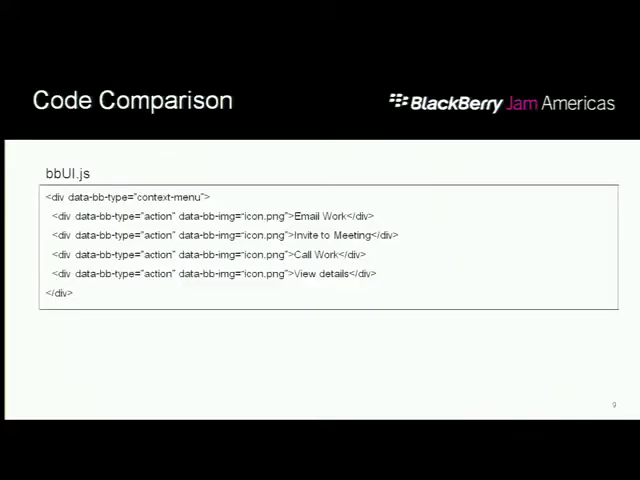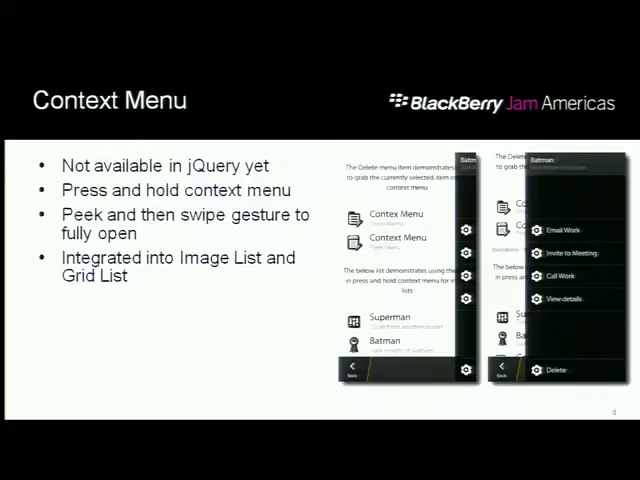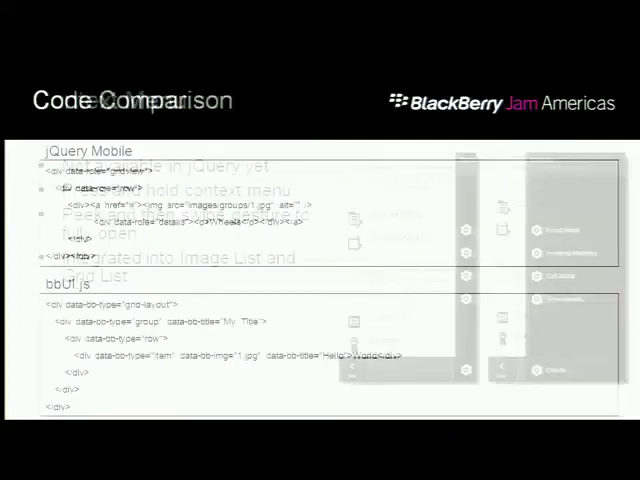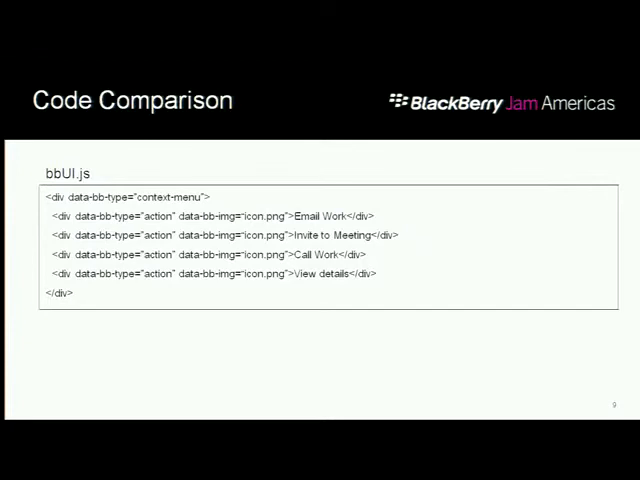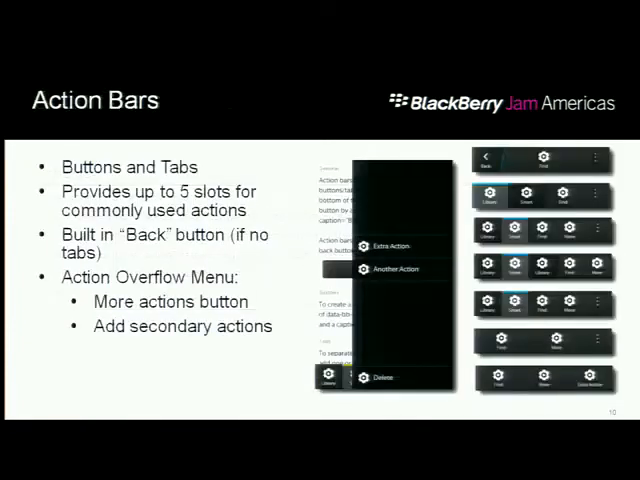So here's what it looks like in BBUI. We have a context menu, and it's just the actions. This looks just like an action bar as well. So we're just specifying actions, an icon, and the text that we want here. So email, here's our icon, and our context menu.